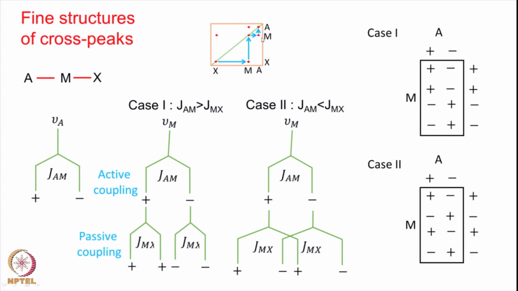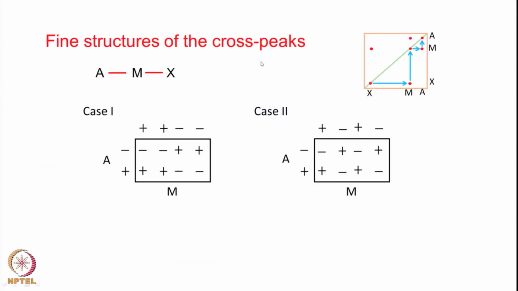So that was for this particular peak, and how will it be if I were to look at the other peak, that is the same cross peak on the other side, that is this cross peak. This is also an AM cross peak, but now along the F2 axis I have the M spin, and along the F1 axis I have the A spin. Therefore I write M here and A there. So for case 1, I have this plus minus here, and M is plus plus minus minus. So I multiply that here. This gives me minus minus plus plus, this gives me plus plus minus minus in this case.